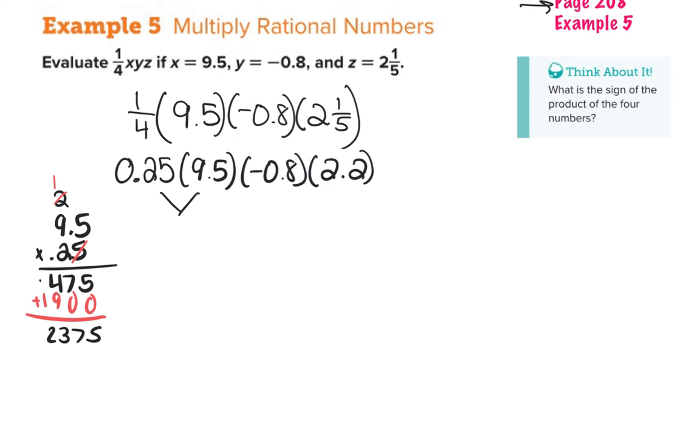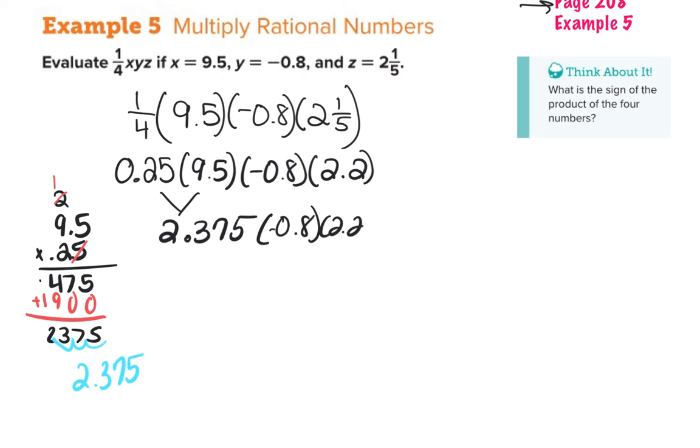All right, now a reminder here in my product, I should have 1, 2, 3 decimal places from the right. So I'm going to go 1, 2, 3. And my number is 2.375. Those were both positive numbers, so I'm going to keep this as 2.375. And now I'm still multiplying that by -0.8 and 2.2. I'm just going to go ahead and multiply these two next.